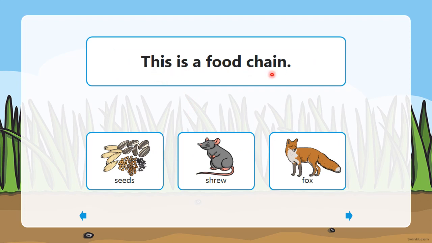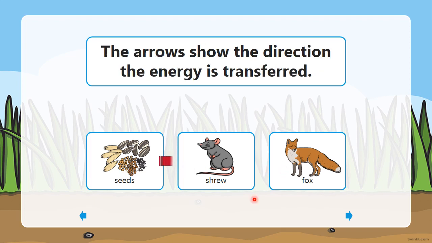This is a food chain. Seeds, shrew, fox. The arrow shows the direction the energy is transferred. We use arrows to show how the energy is getting transferred from one to other, from seeds which were eaten by a shrew, and that is eaten by a fox.